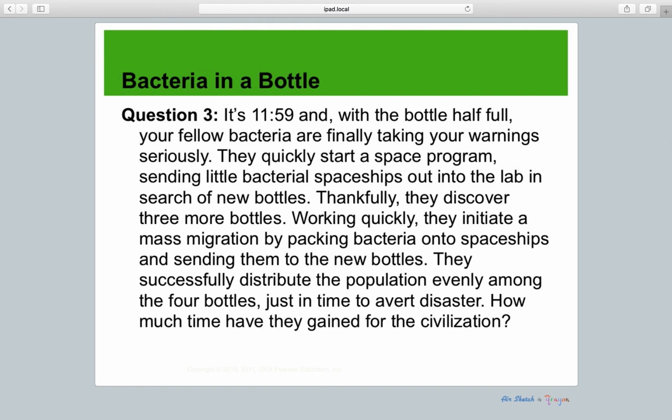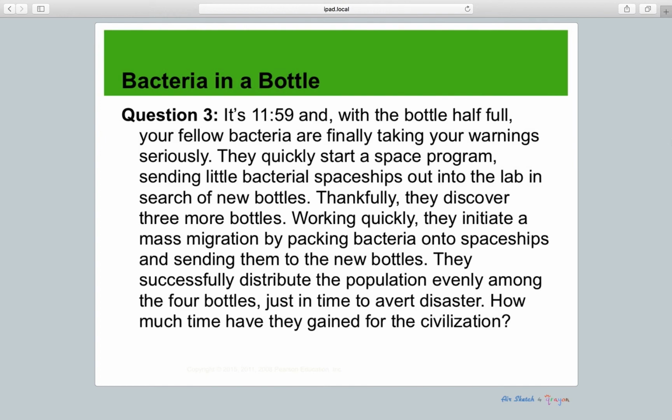All right, it's 11:59, and with the bottle half full, your fellow bacteria are finally taking your warning seriously. They quickly start a space program, sending little bacterial spaceships out into the lab in search of new bottles. Thankfully, they discover 3 more bottles. Working quickly, they initiate a mass migration by packing bacteria onto the spaceships and sending them to the new bottles. They even successfully distribute the population evenly among the 4 bottles, just in time to avert disaster. How much time have they gained for civilization?